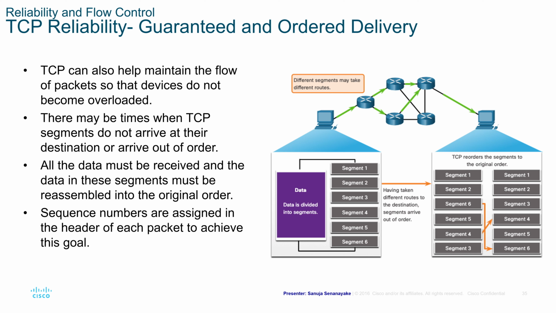So TCP can maintain the flow of packets so that devices do not become overloaded, and data is not always going to arrive at the same time at the destination or in the correct order. All of those things can be mitigated using the TCP protocol. And this is what they are trying to show here a little bit on the right hand side diagram.